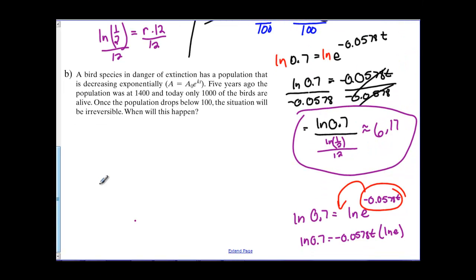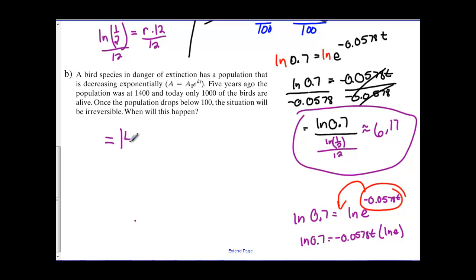So for B, a bird species in danger of extinction has a population that is decreasing exponentially. 5 years ago, the population was at 1,400, and today only 1,000 of the birds are alive. Once the population drops below 100, the situation will be irreversible. When will this happen? So it's given you all the information to plug in except for the rate.